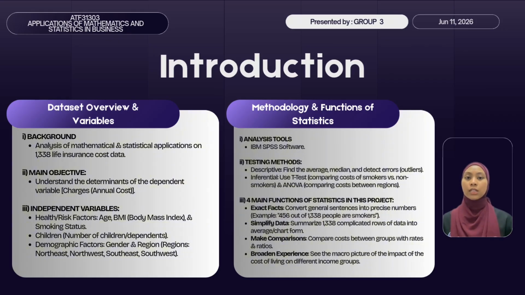Overall, this project demonstrates 4 key functions of statistics in the business world. First, statistics accurately present fact. Instead of us saying many customers smoke, our SPSS statistic proved that 456 out of 1,338 people are smokers. Second, it simplifies complex data. From 1,338 messy rows of data, we simplify it into average and charge. Third, it allows us to make fair cost comparison between groups.